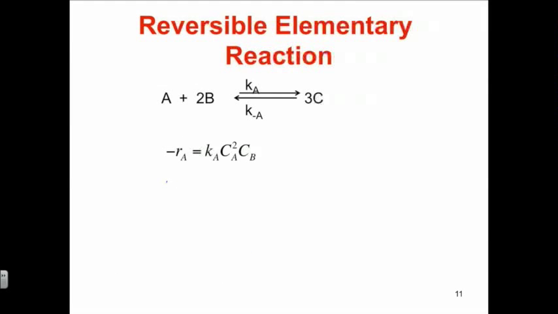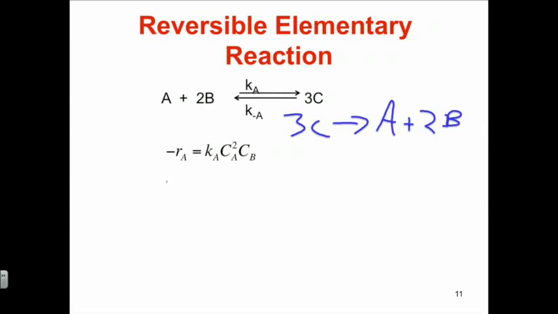Lastly, we'll talk about our reversible elementary reactions. If we have the reaction A plus 2B reversibly goes to 3C, then we'll start simply by writing our forward rate law of minus r_A equals k_A times C_A squared times C_B. But now we'll want to think about it in the reverse direction, which is to say that 3C goes to A plus 2B.